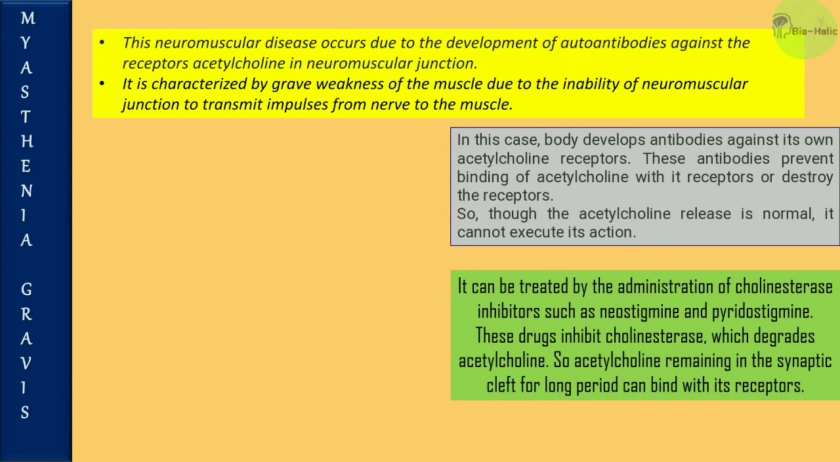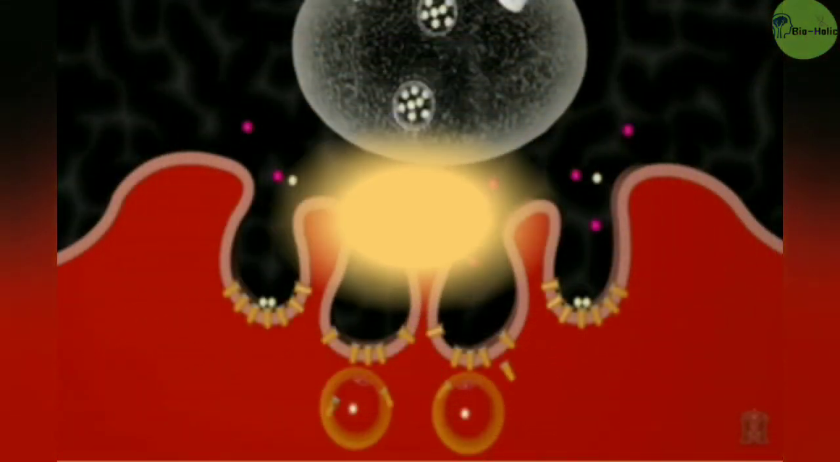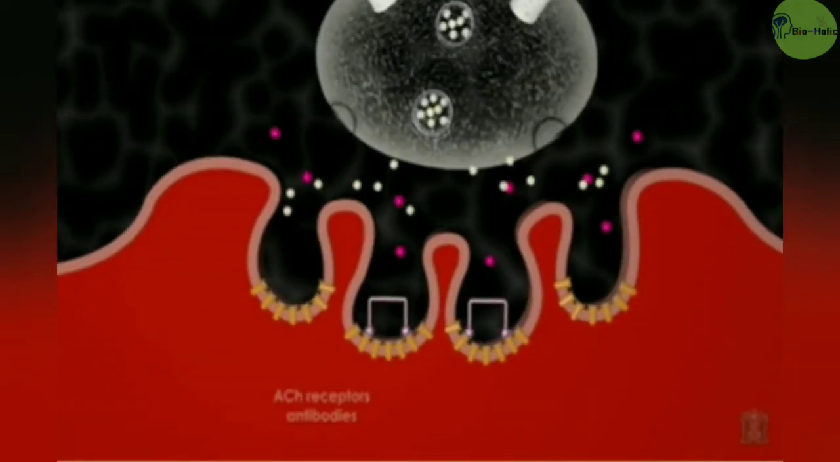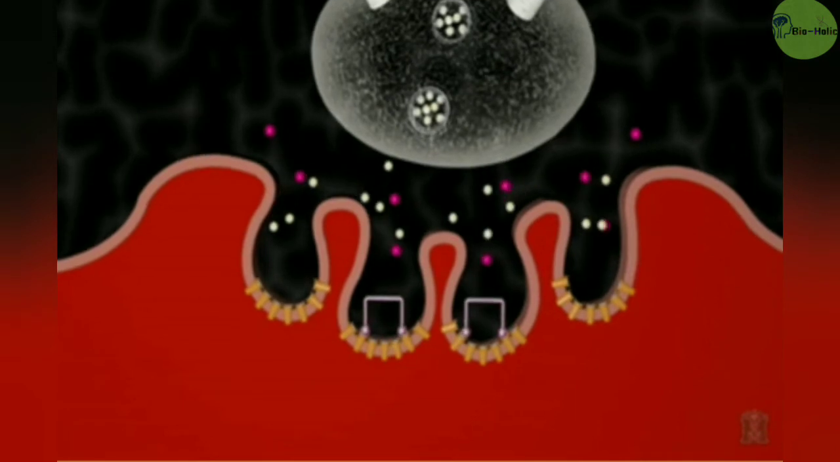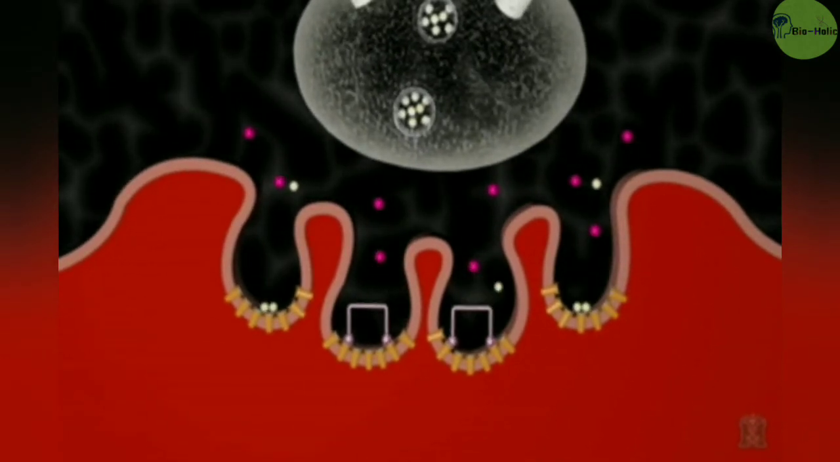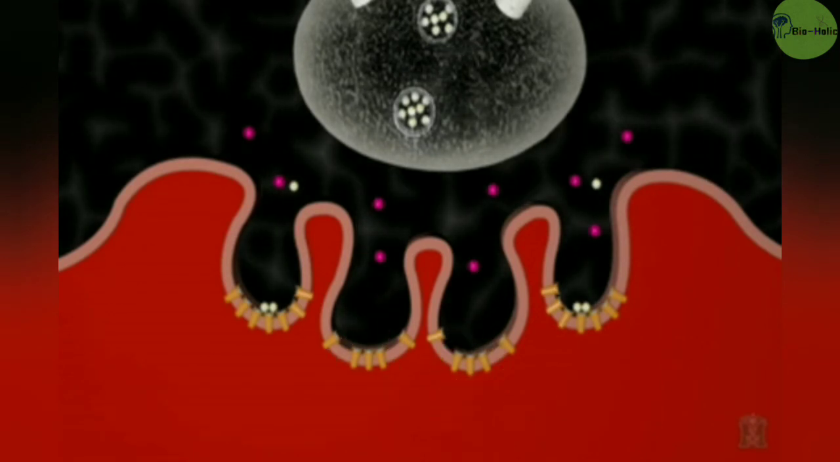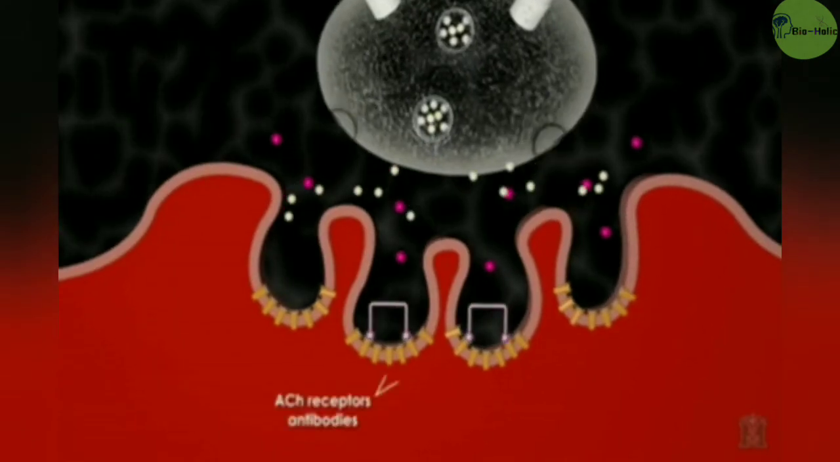And it can be treated by the administration of cholinesterase inhibitors such as neostigmine and pyridostigmine. These drugs inhibit cholinesterase, which degrades the acetylcholine. So acetylcholine remaining in the synaptic cleft for a long period can bind with its receptors now. Here you can see what happens actually. The autoantibodies prevent the acetylcholine from binding with its receptor. And sometimes they also destroy the receptor. Thus, acetylcholine cannot bind to its receptor.